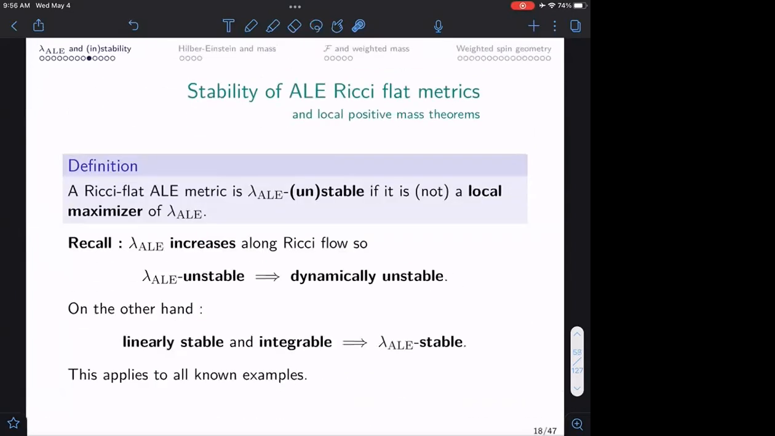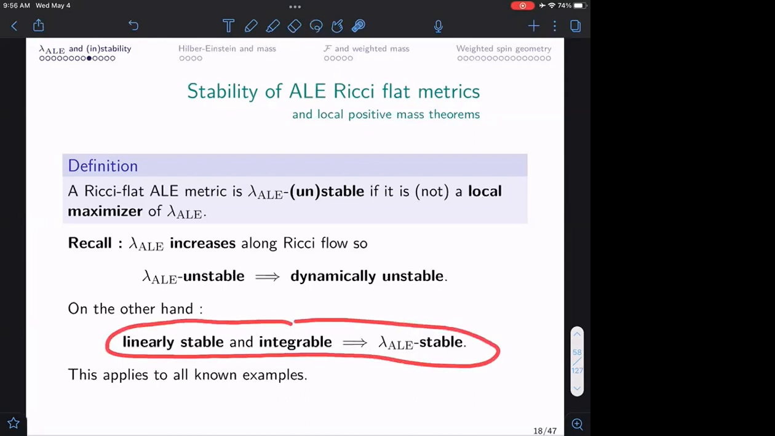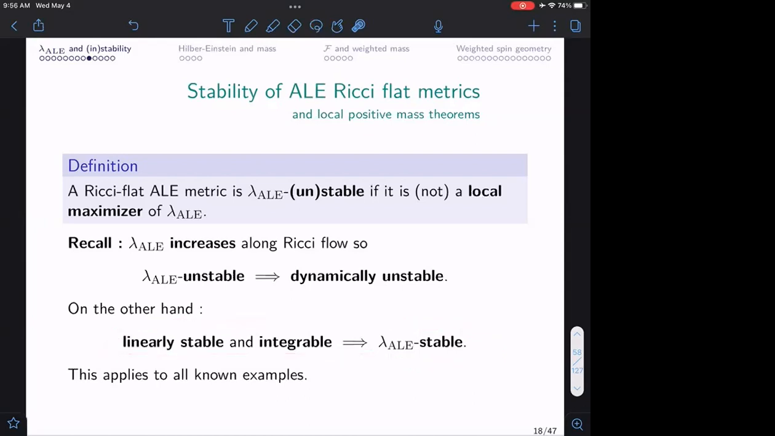And on the other hand, all of this is done with Alex. We also proved this other statement that is in the compact case, that linear stability plus integrability implies lambda stability. And these things have been worked out on all known examples, because they are all integrable and linearly stable.